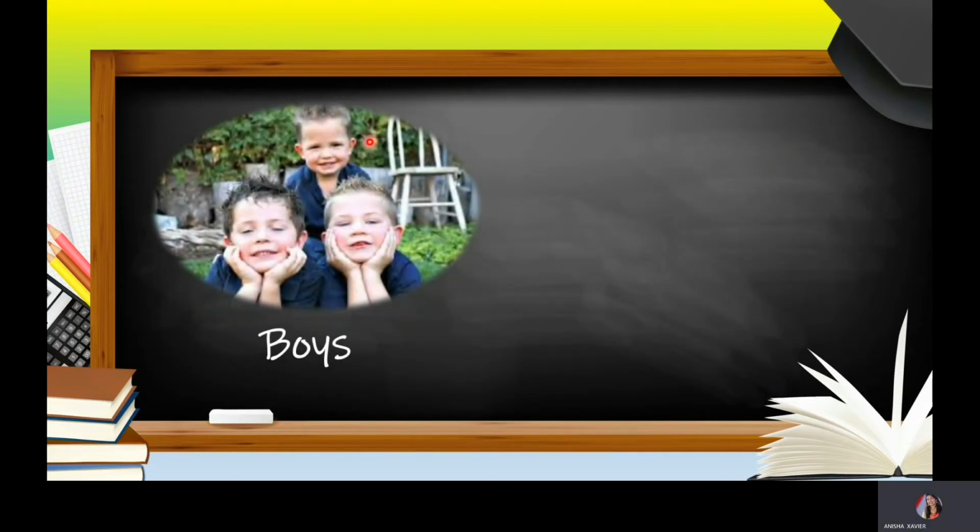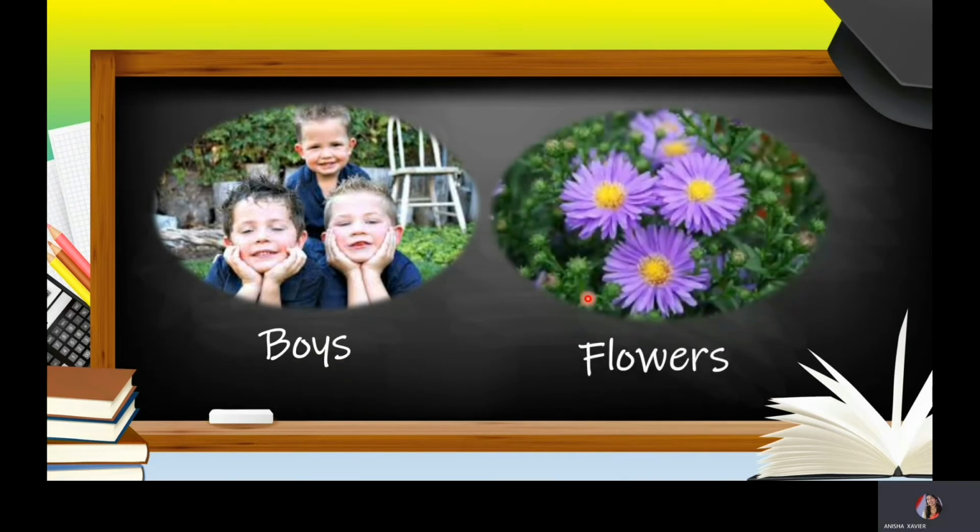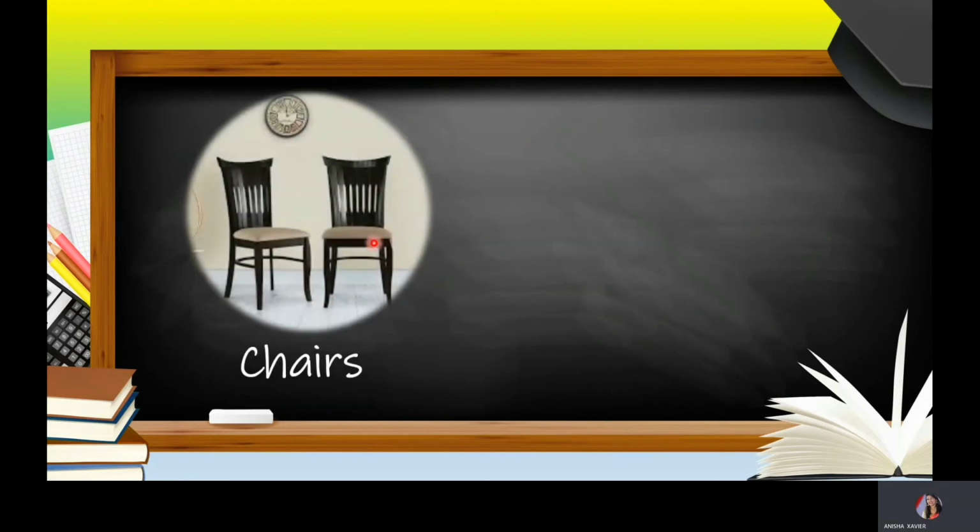Now I'm going to show you a few examples of plural nouns. Here we have 1, 2, 3 boys. We have more than one boy, so it is boys. It is a plural noun. Here also we have more than one flower. 1, 2, 3, 4 and 5. So it is flowers. Next example, we have two chairs, more than one.